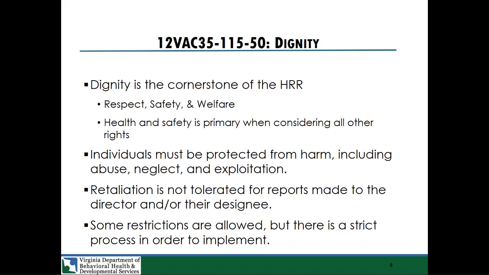Given the global pandemic that we've all been dealing with since 2020, there have been modifications to the regulations concerning visitation. The Office of Licensing, with the Office of Human Rights, issued a memo concerning this matter back in March of 2020. You may visit the DBHDS website for a copy of this memo and general frequently asked questions related to COVID-19 by visiting www.dbhds.virginia.gov/COVID-19.